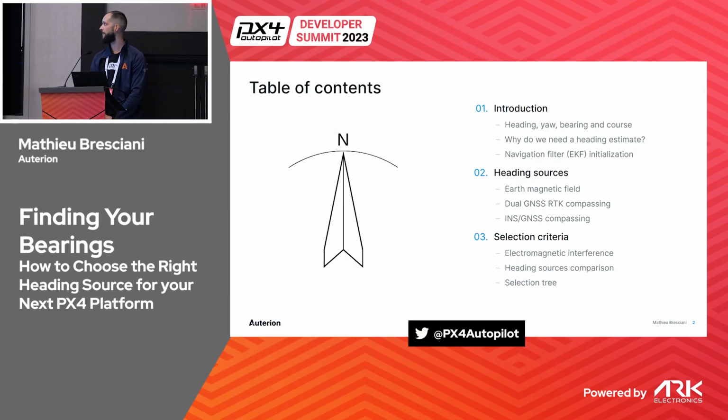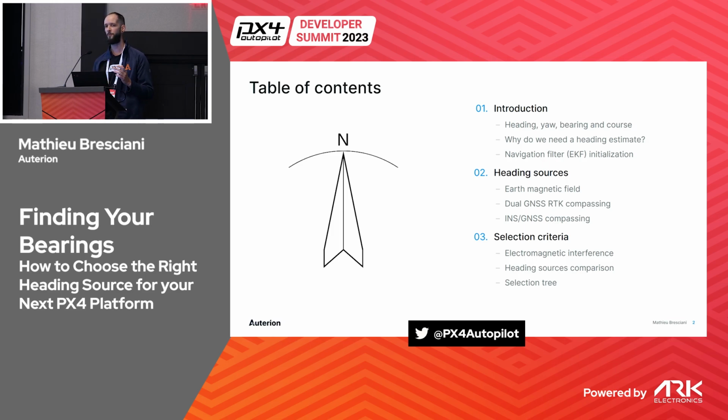All right, so at first we're going to talk about some definitions about what heading, course and angles like that are, to try to understand how to differentiate them and which one we care about. Also, why do we need a good heading estimate for a drone? And we'll briefly discuss the steps to initialize the EKF, the navigation filter we have in PX4, and how it links to the heading.